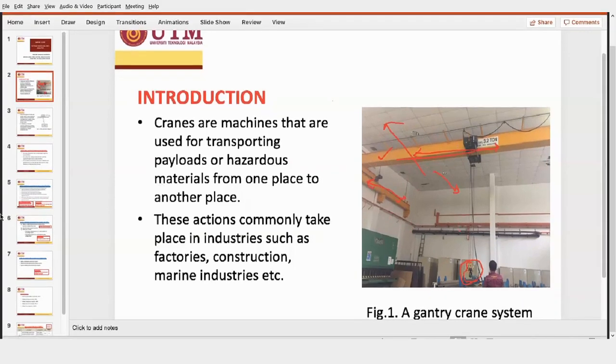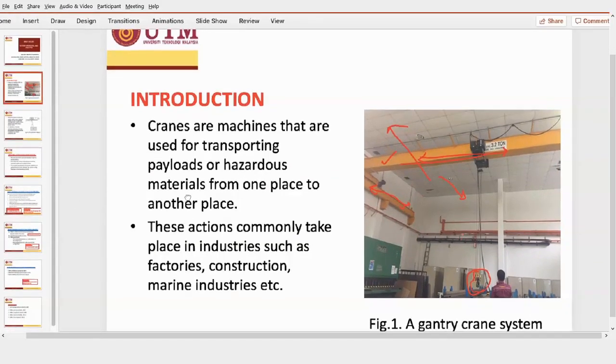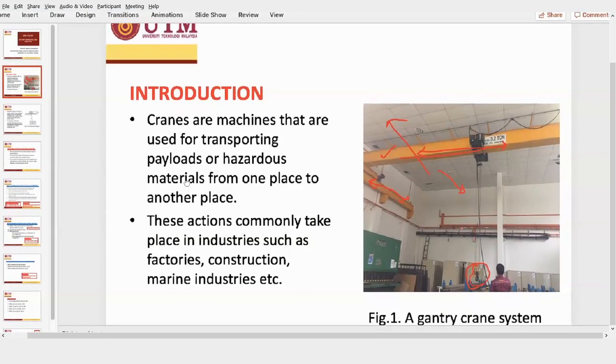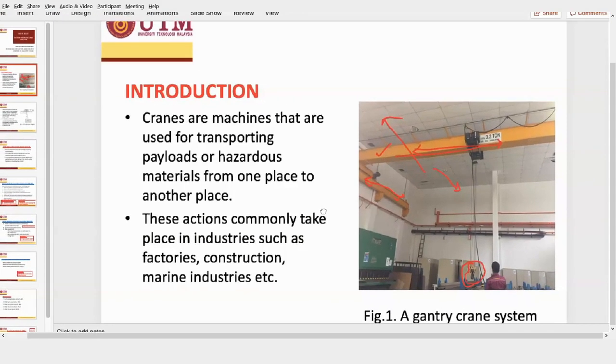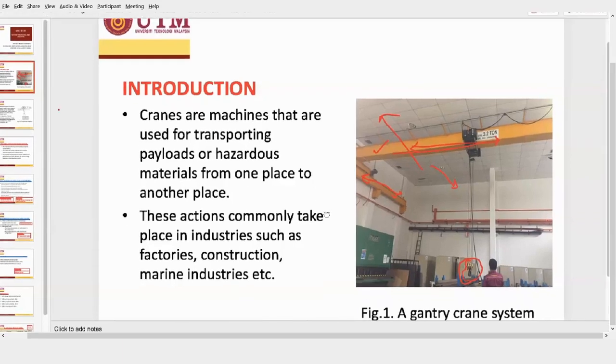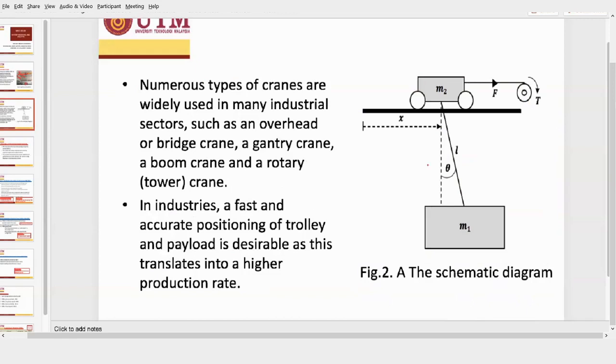So we have this one. If you are here, we can go to the lab at mechanical engineering, so we can get the real picture of what the process is. Okay, so the model of the system. Okay, so this is the model of the system.